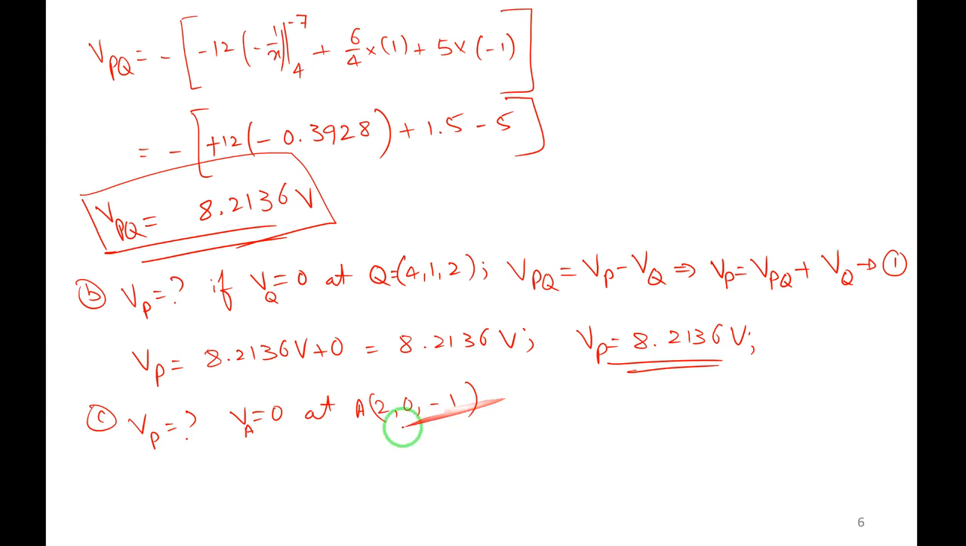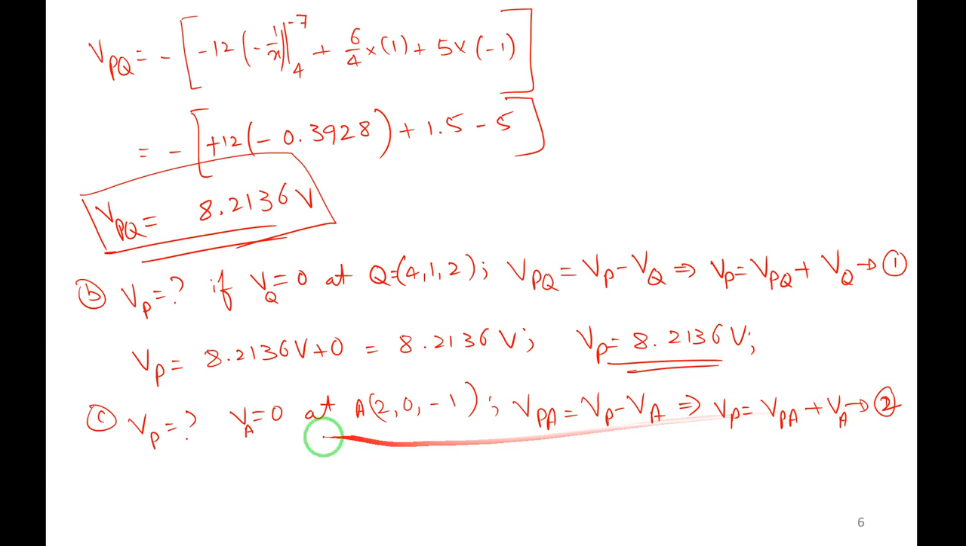So I want to find out VP in this case. Let me use the potential difference formula, VPA is equal to VP minus VA. But what I want is VP. So VP is equal to VPA plus VA. Call this as equation 1, and let me call the next one equation 2. First we will calculate VPA, then we will go to find out VP. VA is given, so first find out the potential difference VPA.